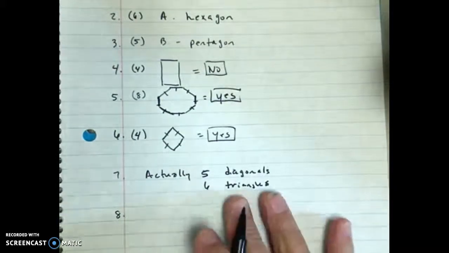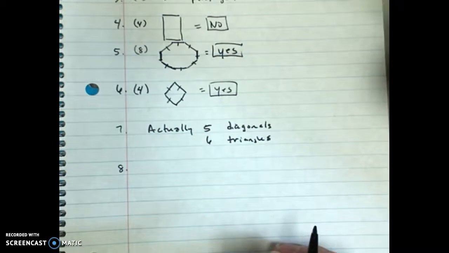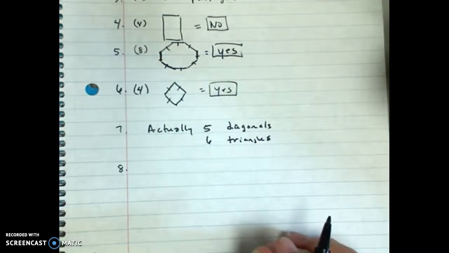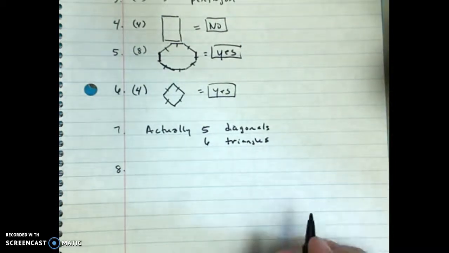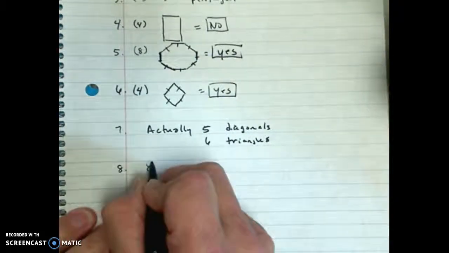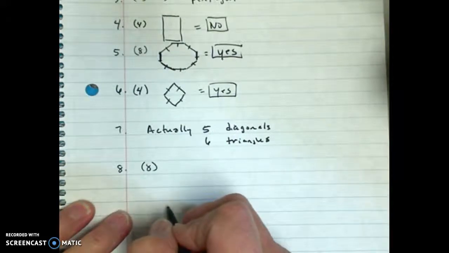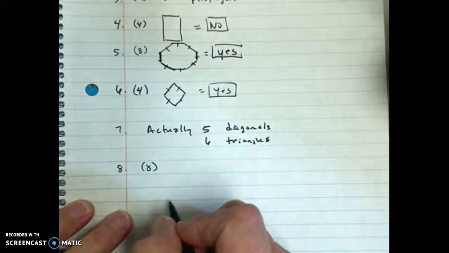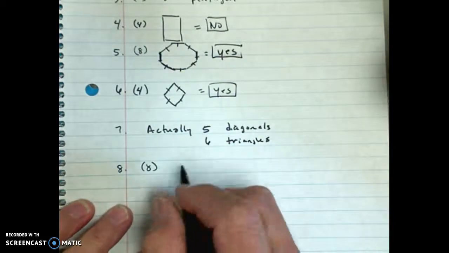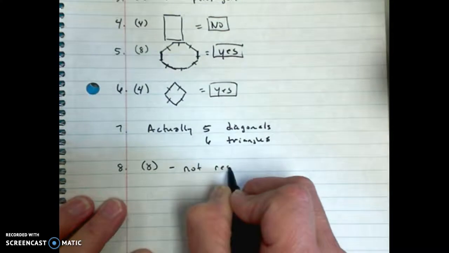Now down to number 8. We want to classify the polygon and tell whether it's regular or not. Classify means to name it. So we look at the sides of this shape: 1, 2, 3, 4, 5, 6, 7, 8 sides. And if we want to know if it's regular or irregular, are all the sides the same length or are they different lengths? Since they're different, this is not regular.